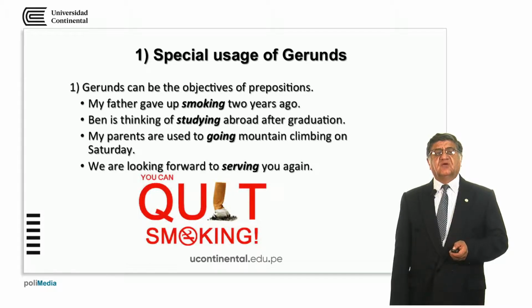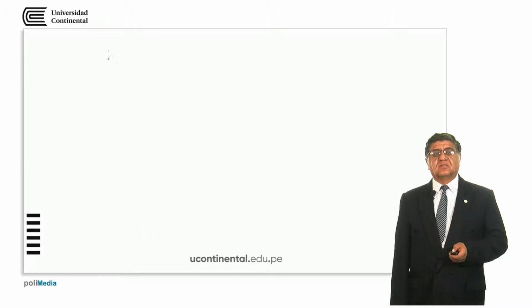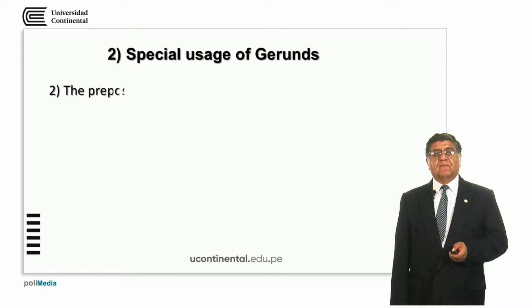Ben is thinking of studying abroad after graduation. The action is study and the noun is studying. And we have the same for go and serve in the next two examples. Okay, and remember, you can always quit smoking. It's not good for health.